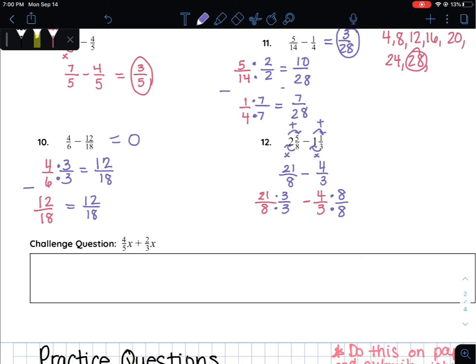And then we're going to get 63/24 minus 32/24. Keep that 24 on the bottom because we have 63/24 minus 32/24. So we're going to have some number of 24ths at the end. So 63 minus 32 is going to be 31. If we want to convert it, we can say 1 and 7/24 as our final answer.